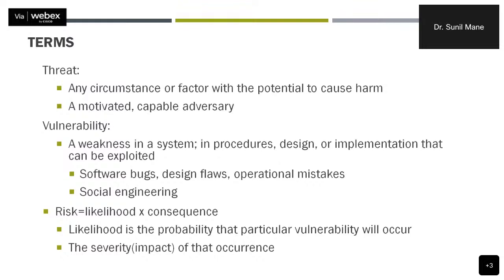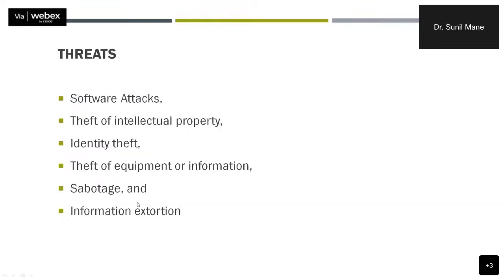The next is risk. Risk is likelihood into consequence. Likelihood is the probability that the particular vulnerability will occur in the system or not, the possibility or probability. The consequence is the severity of the impact: what will happen, how much loss will be there, how much wealth loss, and so on. Likelihood into consequence is the risk. So these are the various terms used in the information security domain.